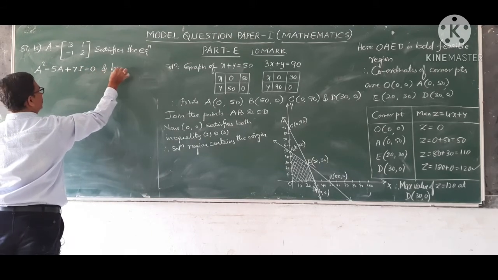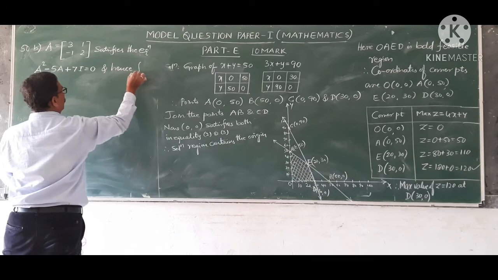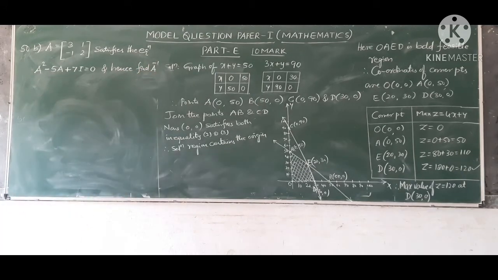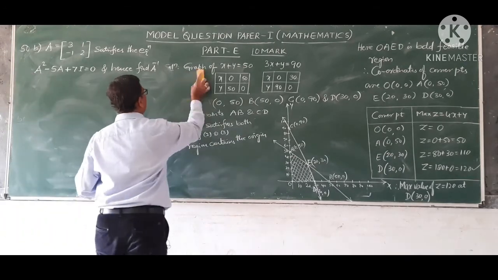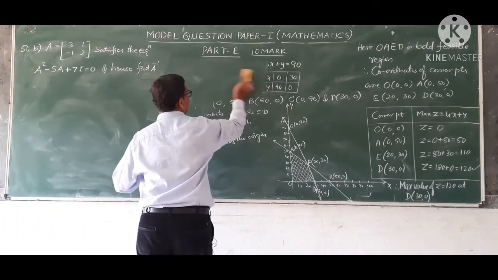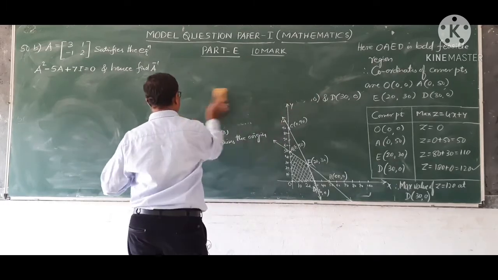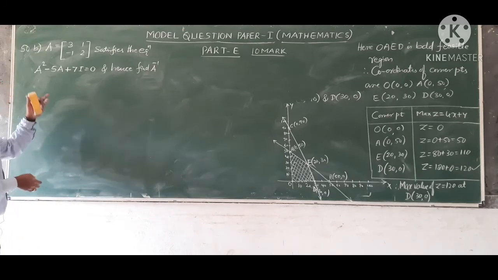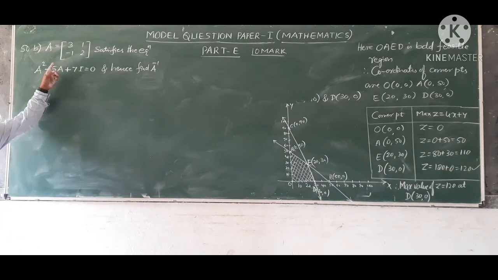and hence find A inverse, where I is the identity matrix of order 2 cross 2, because the given matrix is of order 2 cross 2. Take I as the identity matrix of order also 2 cross 2. Okay. Now there are two parts. First part, to prove that matrix A satisfies that equation.